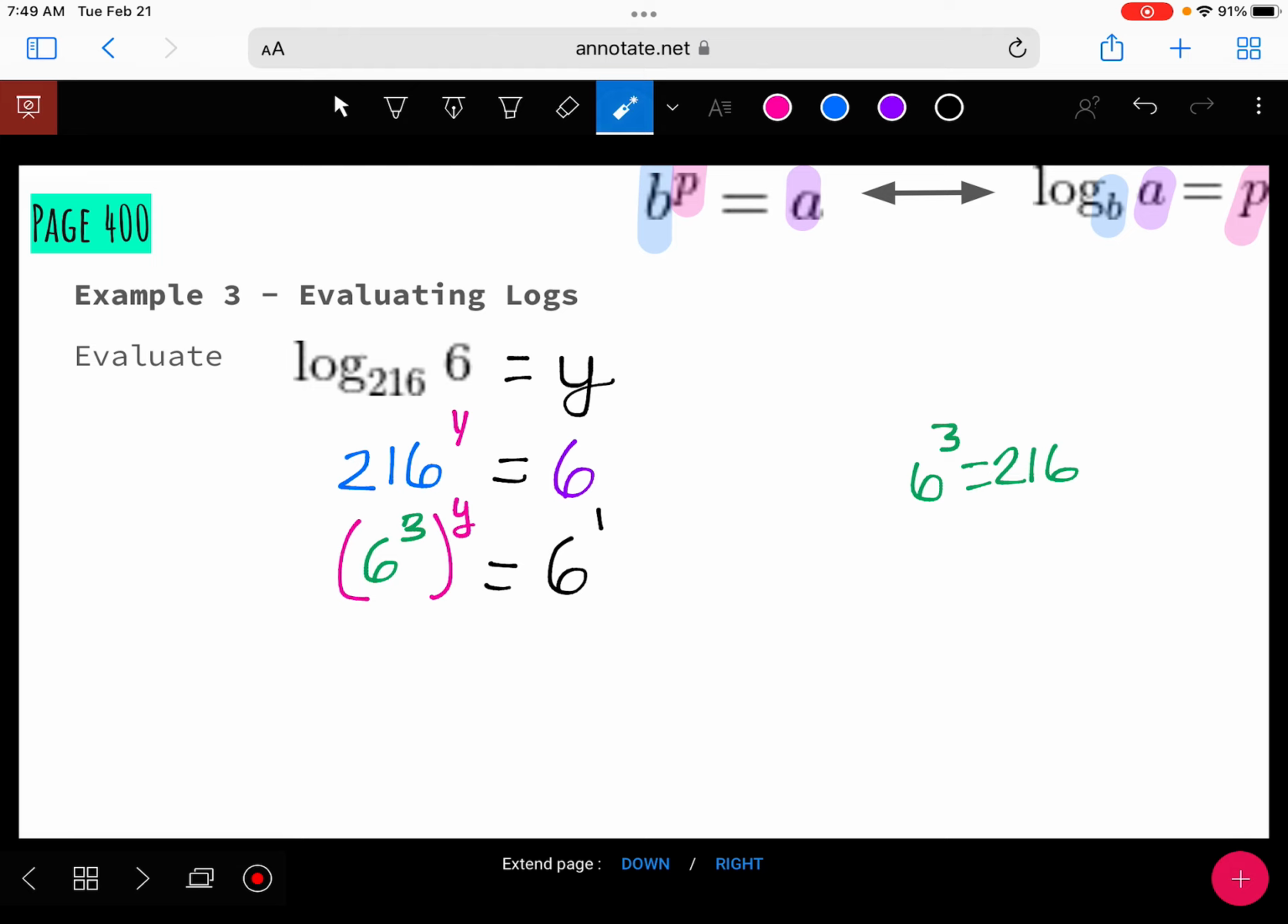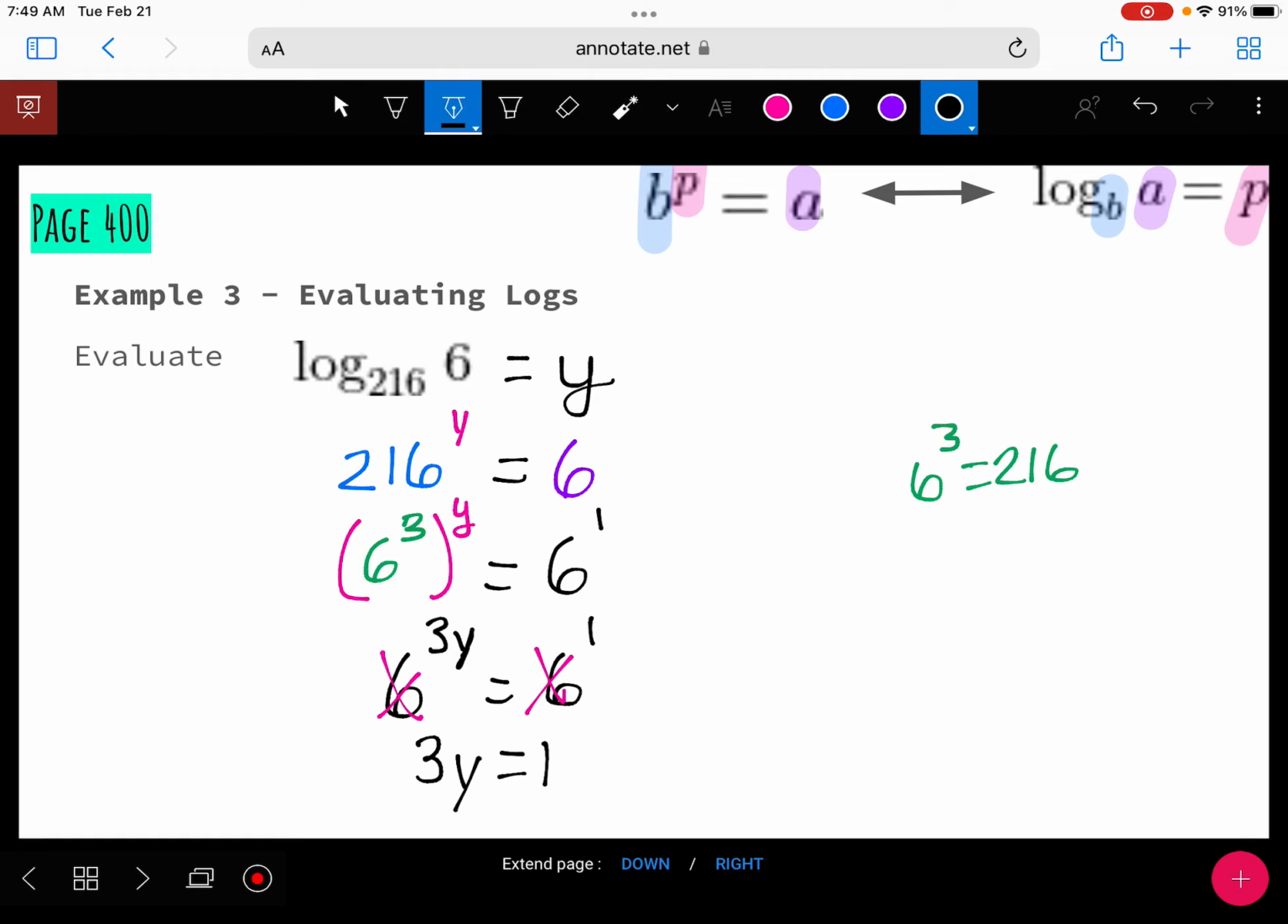What happens when I have a power and a power here? What do we do with the 3 and the Y? 6 to the third to the Y. What happens when I take the power of a power? What do I do with the 3 and the Y? Multiply them. 6 to the 3y equals 6 to the 1. What can I do now? Drop the 6's. We don't need them anymore. Once the bases are the same, all we have left is 3y equals 1.